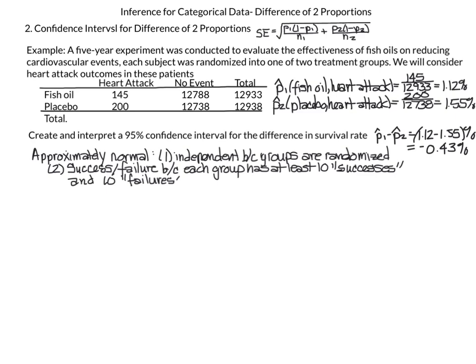And second, we can see the success-failure rate. We can see each group for the heart attack, fish oil, and heart attack placebo, as well as fish oil no event and placebo no event. They all have greater than 10 successes and failures, so we're good. Next, I calculate my standard error using this formula here. And again, for P1 and P2, for the confidence interval, we're going to use our sample proportions.